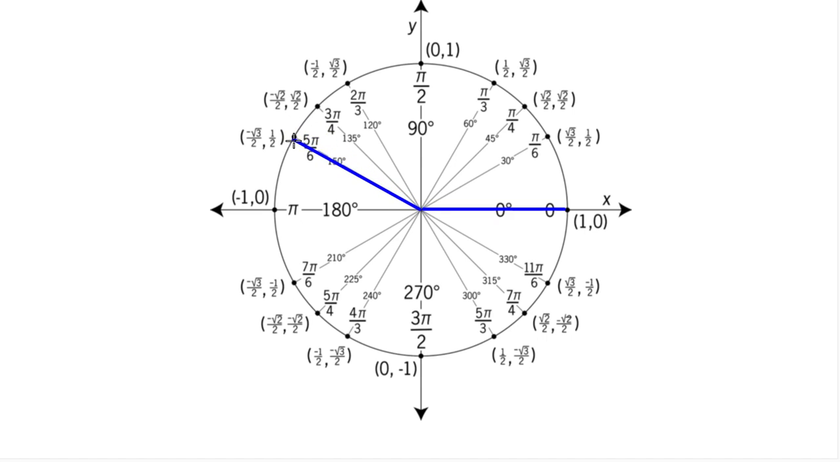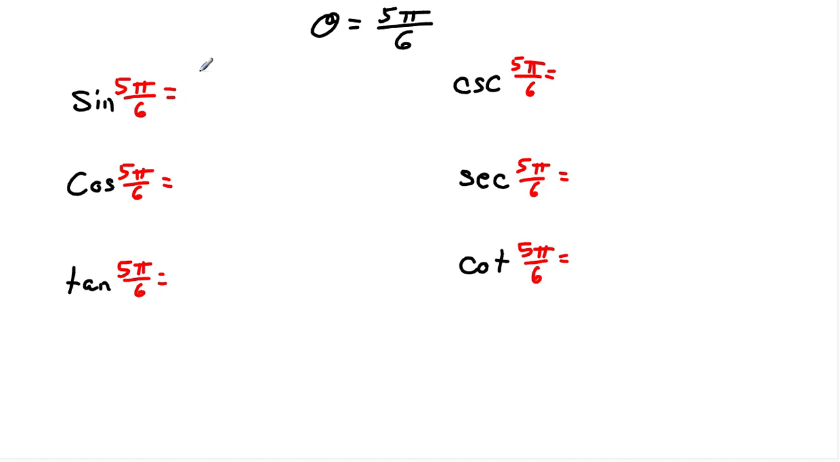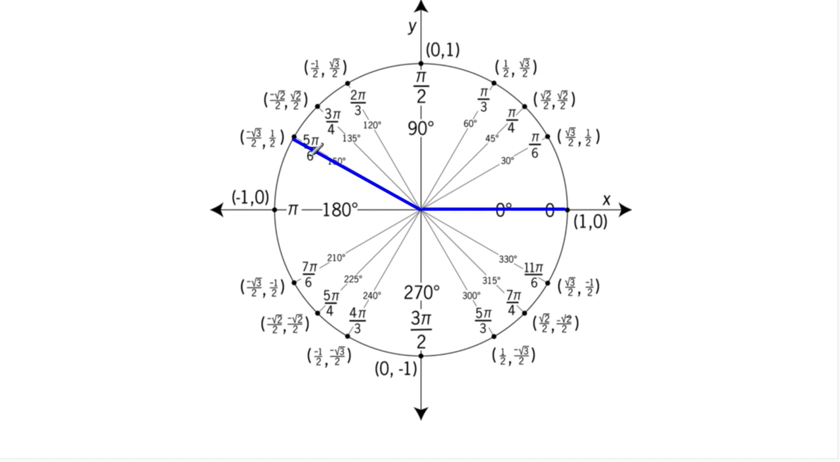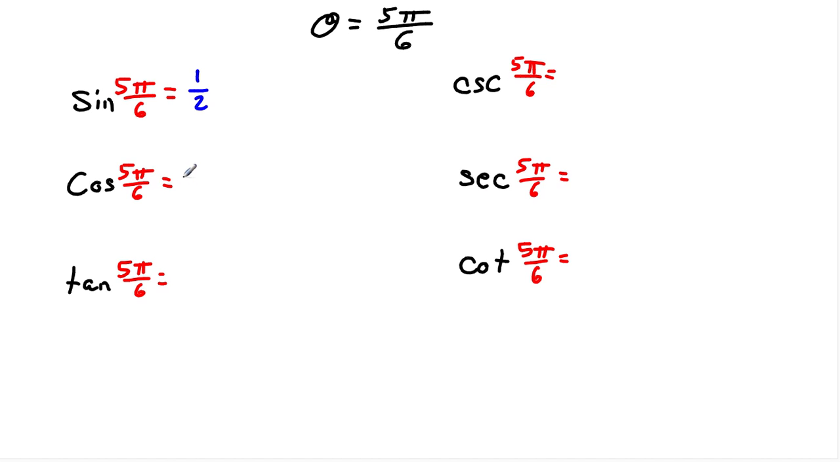5 pi over 6 is one of those beautiful ones that we have to remember, and it's actually pretty easy to remember. It's in quadrant 2, which means that the x is going to be negative and the y is going to be positive. The y value, remember, is sine. So when we say sine of 5 pi over 6, we're just asking for the y value, which is 1/2. Here, when it says we want the cosine, that's the x value. So if the x is negative root 3 over 2, that's what cosine is.